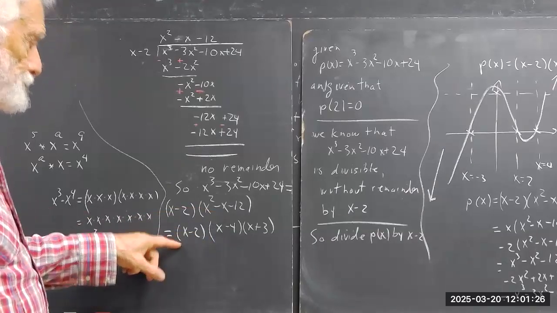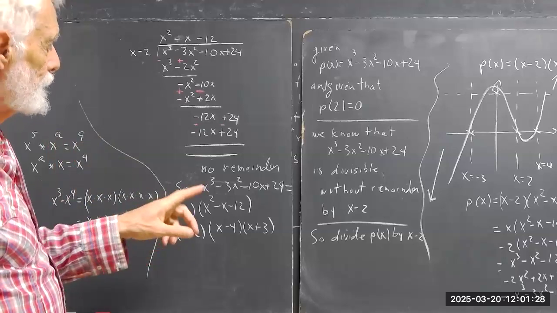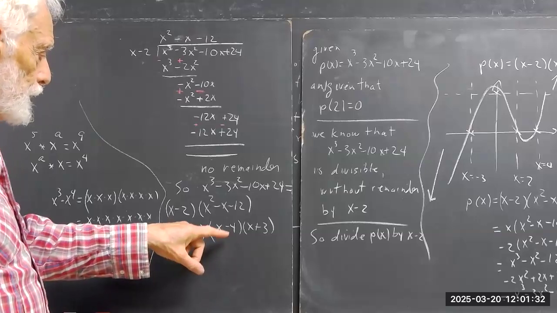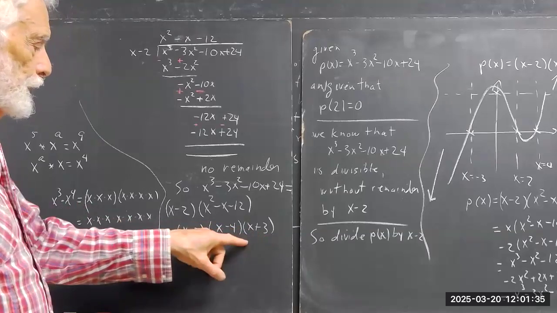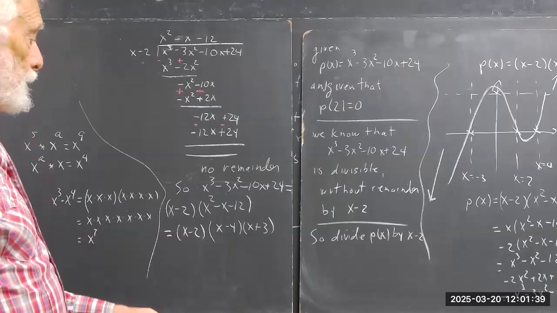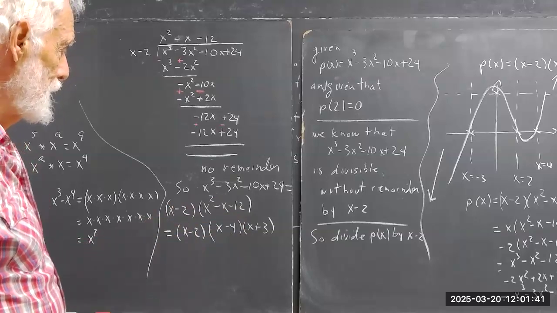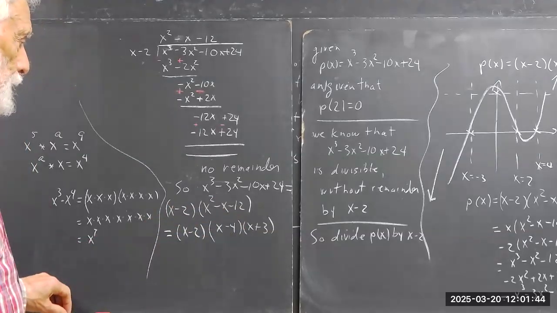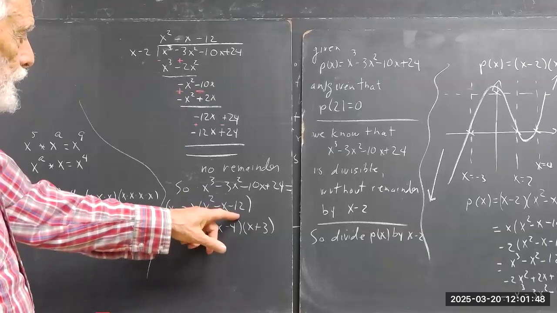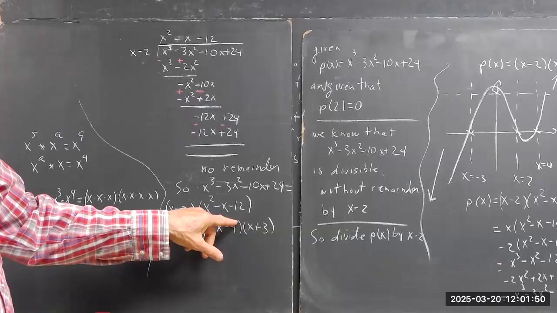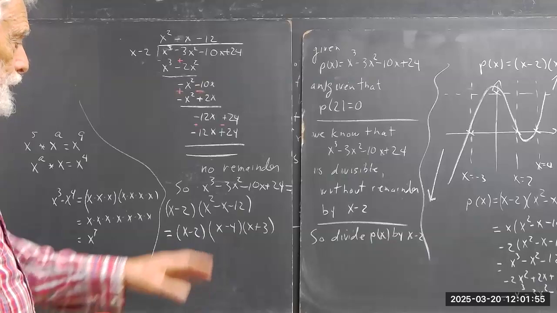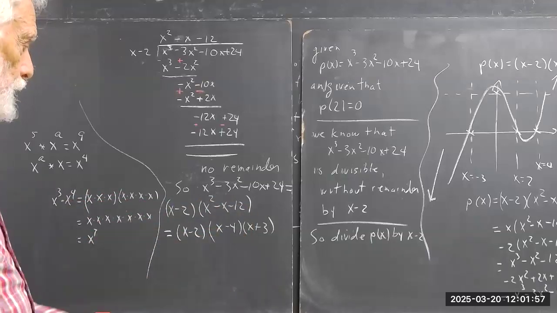Now we factor x squared minus x minus 12. It's easy to factor. We get x minus 4 times x plus 3, and now we've got it. If you can't factor x squared minus x minus 12, even though it's easy to factor, you could use the quadratic formula. You could set this equal to 0 and see what makes it 0. You would find that x equals 4, x equals negative 3, and that would give you your x minus 4 and your x plus 3.